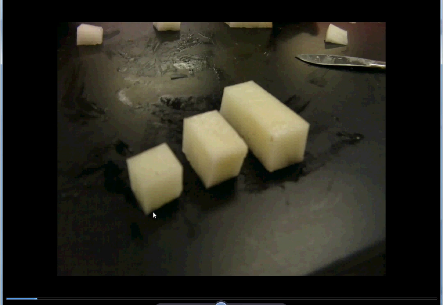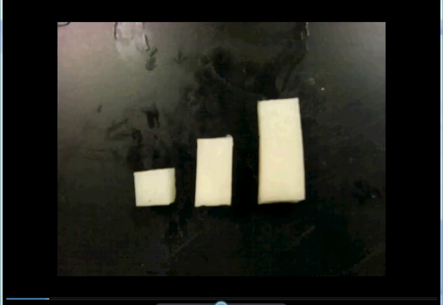So here are some chunks of potato that I cut into 1 centimeter cubed, 2 centimeters, and 3 centimeters, but not cubed. This face here is 1 centimeter by 1 centimeter on both of them. The length is 3 centimeters. Here's another look at them. Can you hear me now?